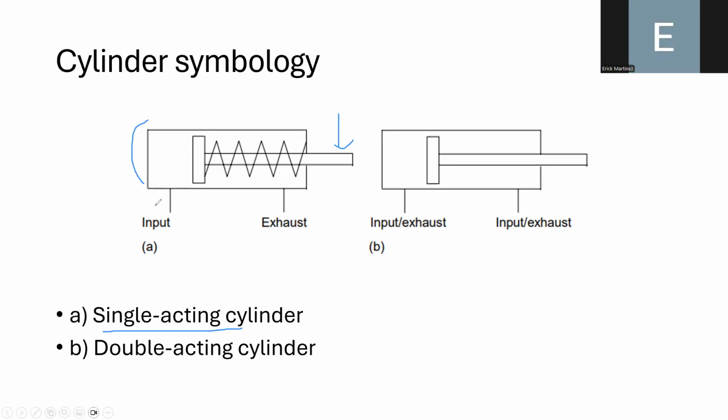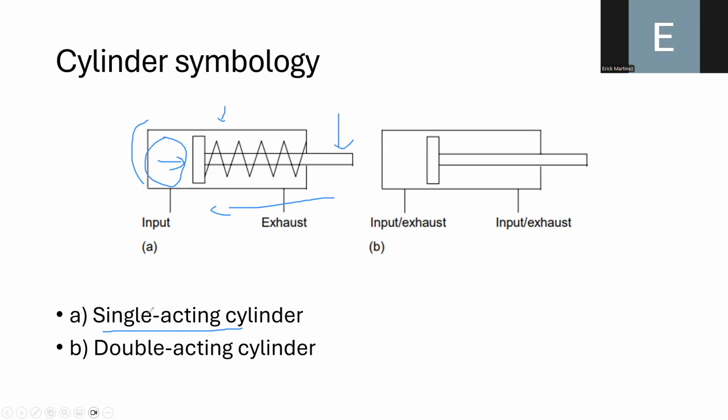Basically, this means that, for instance, in the case of this symbol, you can see that we have a spring, no? So the spring is used to return the piston to its retracted position. But if you want to extend the piston, you need to push air or add air pressure in this side in order to push the piston in the opposite direction and in this way extend the piston.